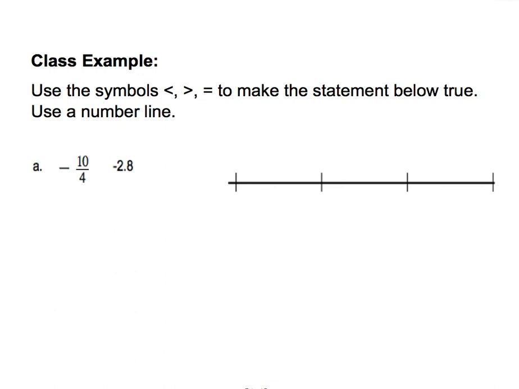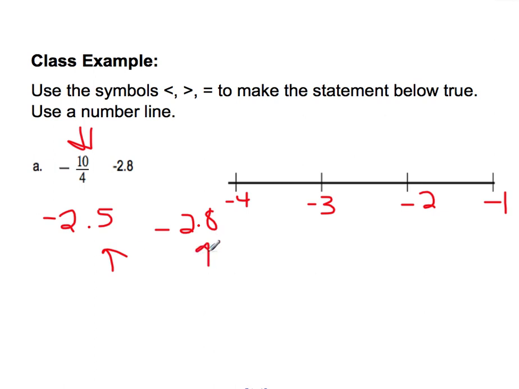So if I want to use the class example, it says use the symbols to make the statement below true and use a number line. In this case, what I would do is I would actually convert the fraction into a decimal. So when I do my division, I'm going to get -2.5 and -2.8. So I know I'm going to start at -2, and I'm going to be going more left. I'm talking about tenths here.